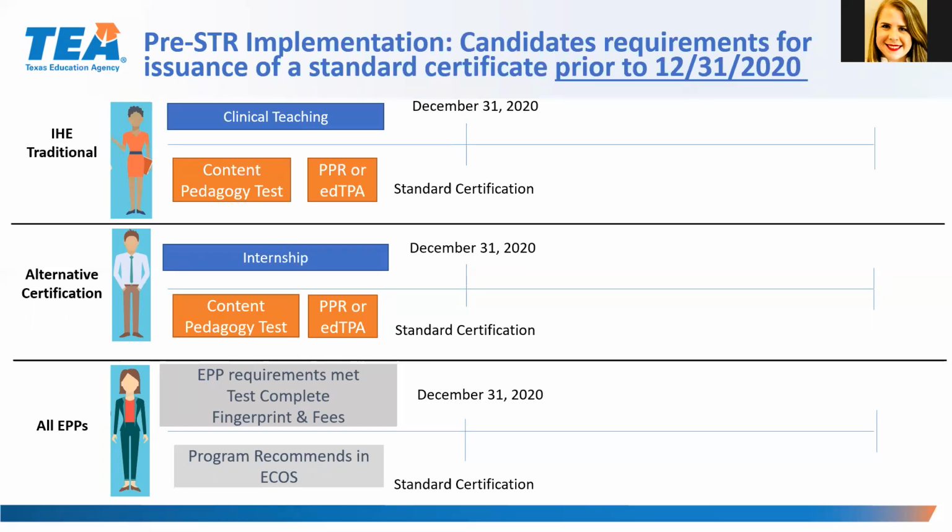This certification pathway applies to all teacher candidates who meet these specifications, including teacher candidates that were issued the waiver probationary certificate in the summer of 2020. Teacher candidates and EPPs should work in collaboration to ensure that all certification requirements are met and certificates are issued prior to the 12/31/2020 deadline.